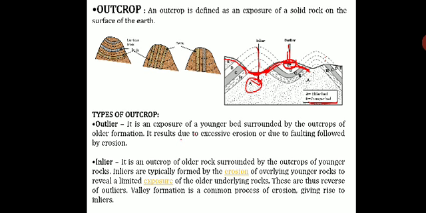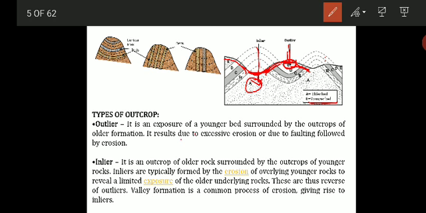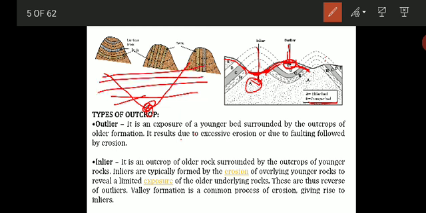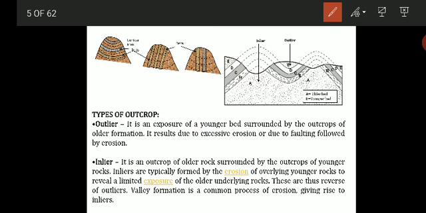Valley formation is a common process of erosion which gives rise to an inlier. Suppose you imagine a valley. This will be the oldest rock, and the rocks will be deposited like this. This portion has eroded and it has formed a valley like this, and the rocks on either side of the valley will remain as they are. So here the exposure of older rock which is surrounded by the exposure of younger rock, you can see, is called an inlier.